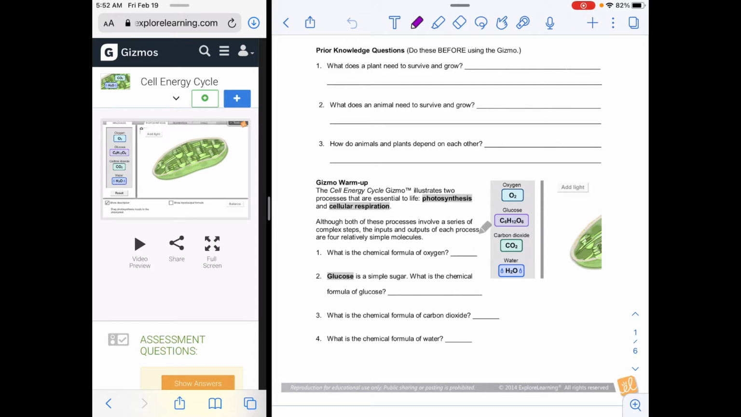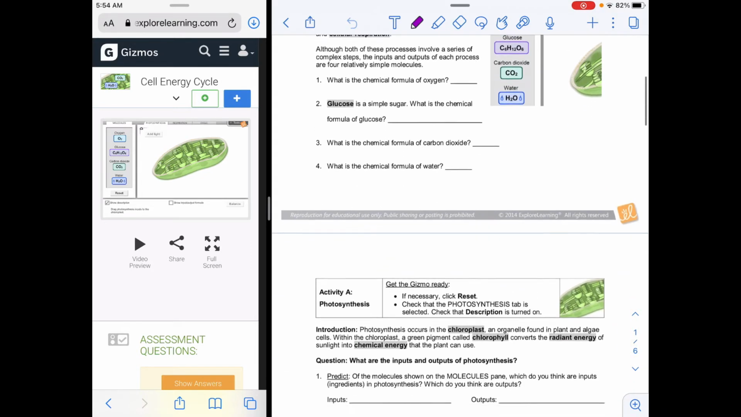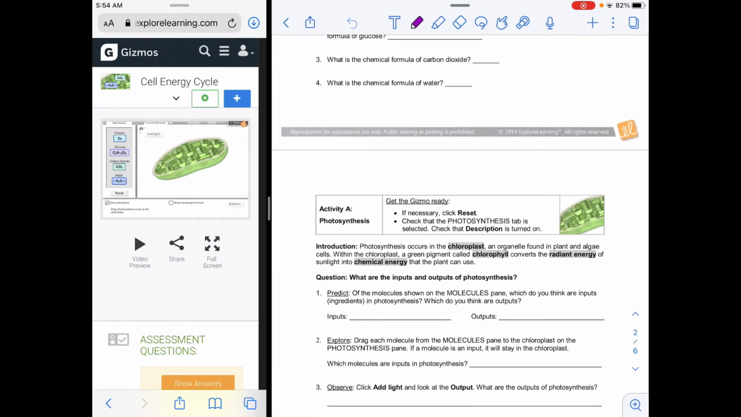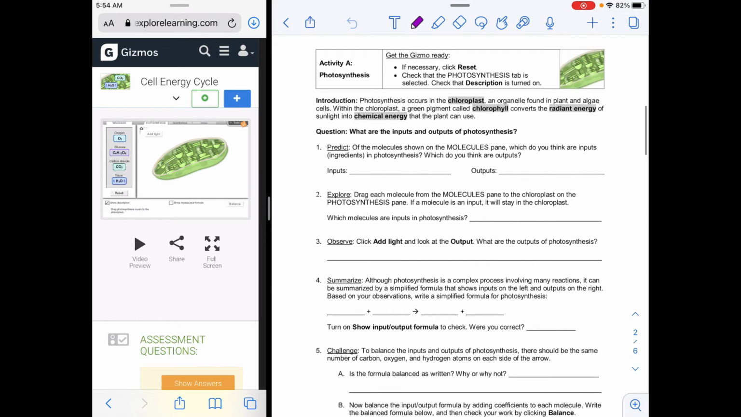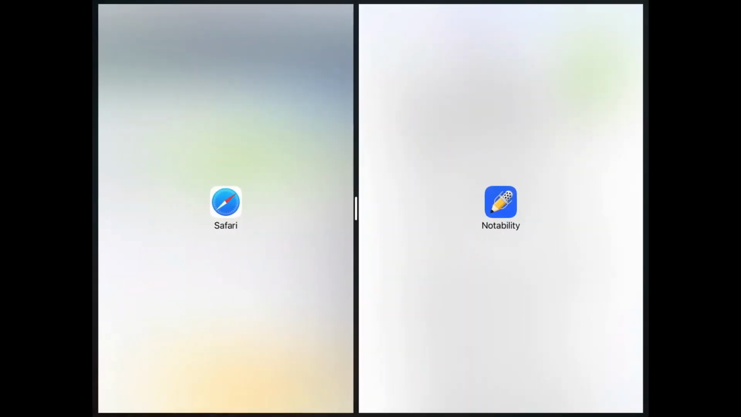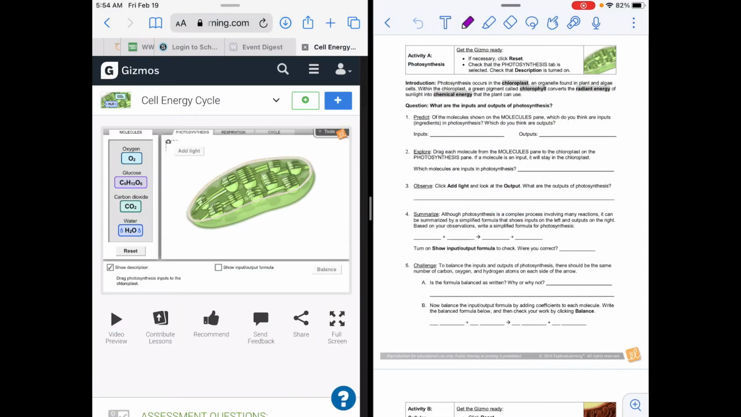And then it's asking you what the formulas are for these 4 things. And so the formulas are given to you right here in these colored boxes. So you're just going to take that information and copy it over to here. Okay. On page 2, you're actually going to be getting into the gizmo. So with gizmos, if you have the patience to read it and do what it tells you, generally they're pretty easy to do and easy to follow.